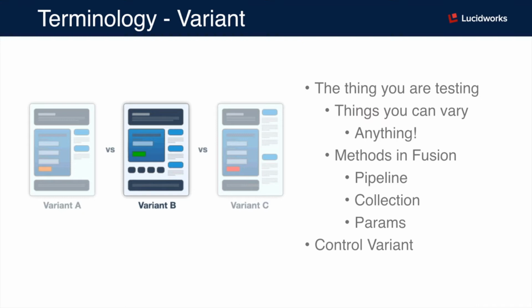Collection, so maybe you have collection 1 that has title and author information as the main display fields, and collection 2 that only has title information, and you want to see which of those would perform better. You could vary the collection as a variant and determine which your users prefer. And finally, we also offer the params, which allows you to vary anything that you can do in Solr generically.